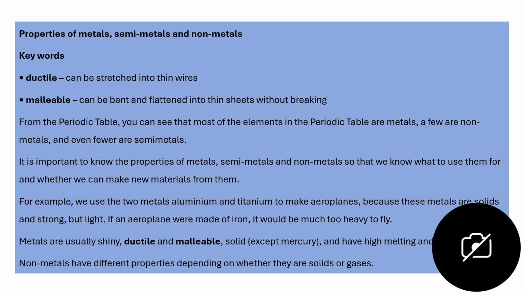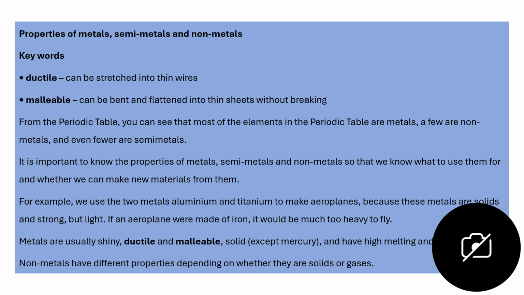Now you get these keywords that are called ductile and malleable. Ductile means that it can be stretched into thin wires, and malleable means that it can change its shape. For example, it can be bent or it can be flattened into thin sheets without breaking. Now, from the periodic table, you can see that most of the elements are metals and few of them are non-metals. And even fewer of them are semi-metals.